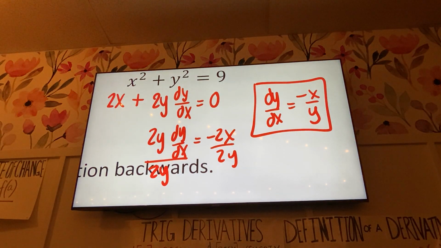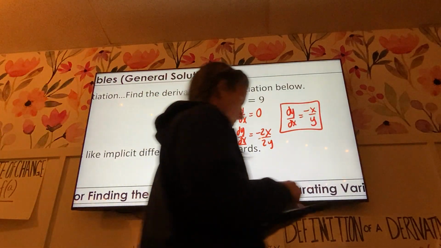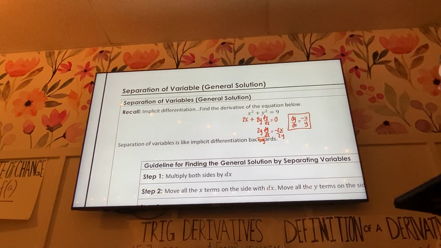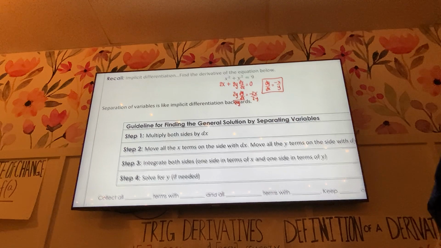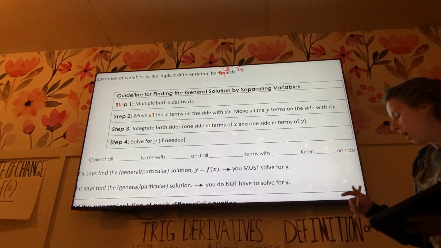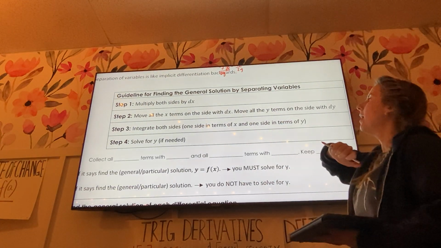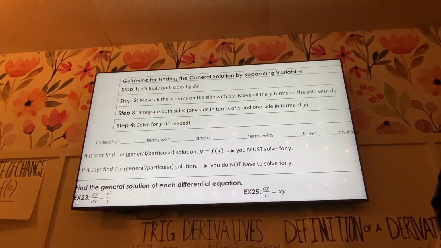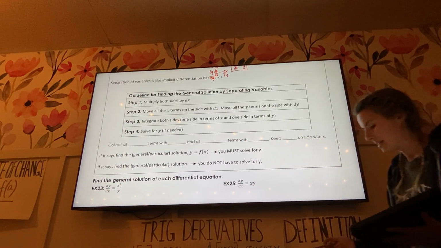All right, so that was implicit. Of course, we probably have a similar method for integration. Separation of variables is like implicit, but we go backwards. I have the steps right here, and those are going to be the steps as I work through the problem, so I don't need to talk about them right now, but let's fill out these blanks.